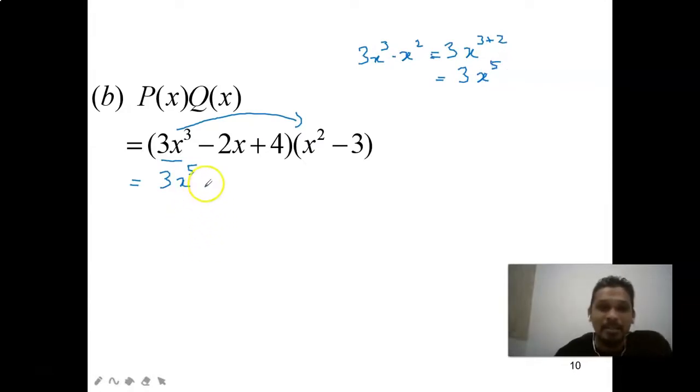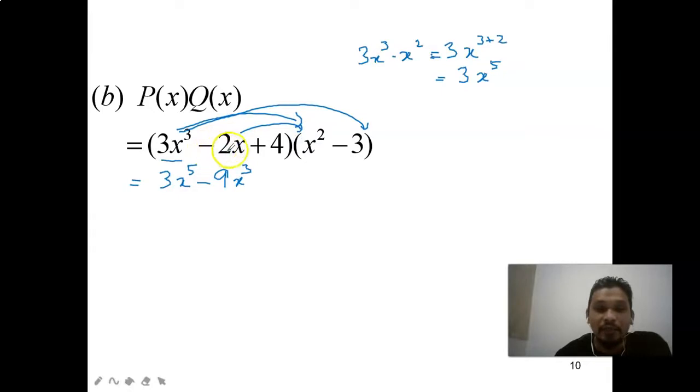Then the next is 3x cubed multiplied with negative 3. So it becomes 3 times negative 3, minus 9x cubed. Now it's time for negative 2x multiplied with x squared.